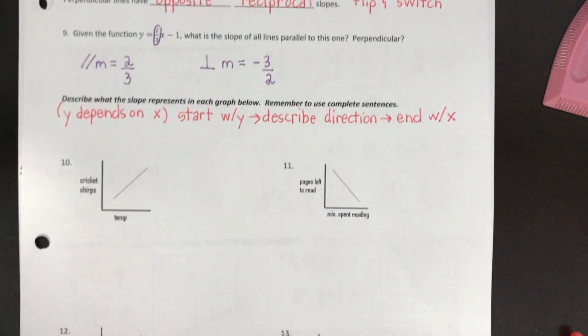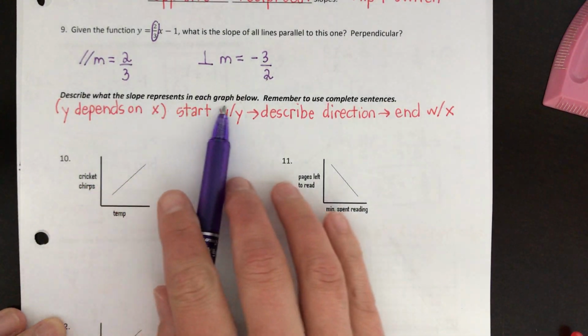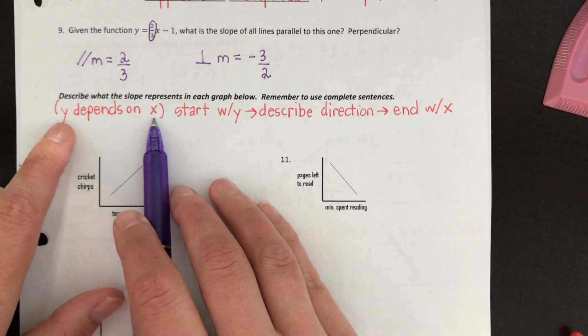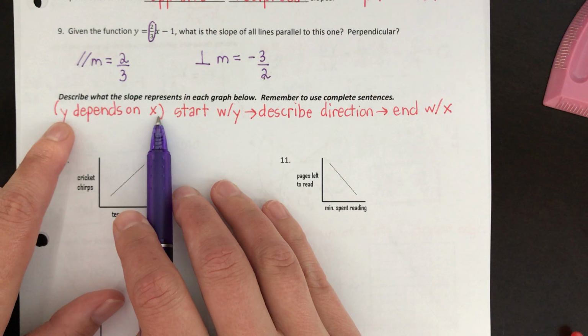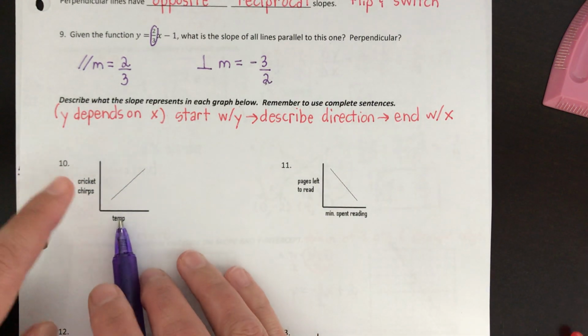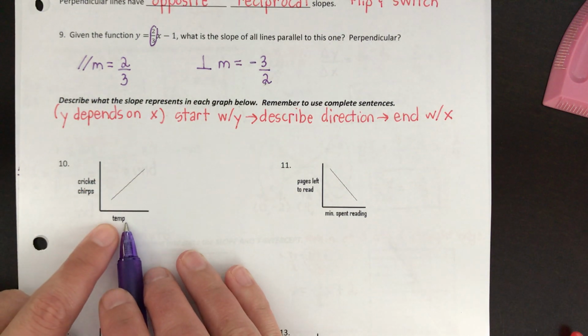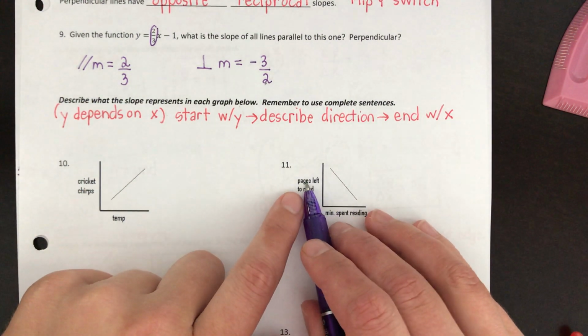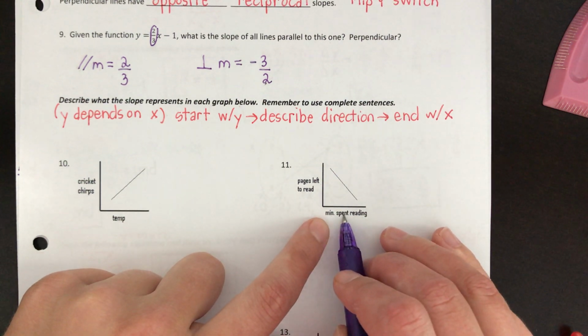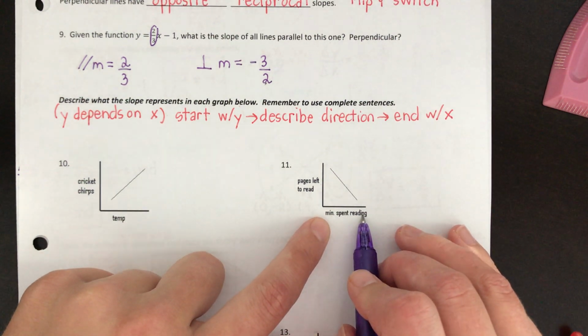Okay, last part. Describe what the slope represents in each graph below. Remember to use complete sentences. So I want to remind you that y depends on x. Just like I would say, cricket chirps depend on the temperature. Just like I would say, pages left to read depend on the minutes spent reading. Okay, and hopefully that makes sense.